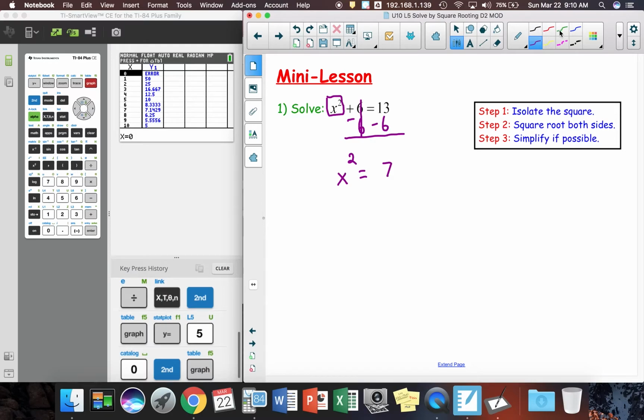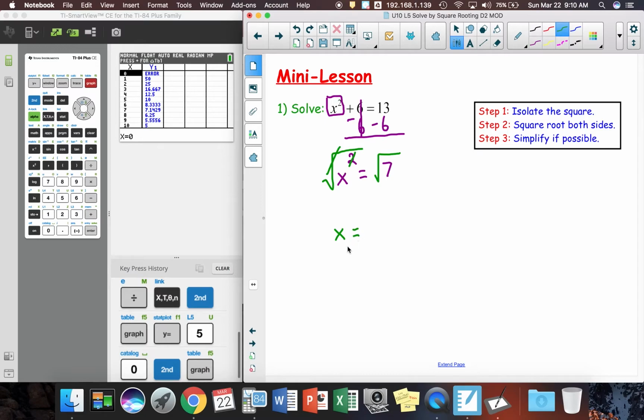Alright, now I want to get rid of that square. So in order to do that, I'm going to square root both sides. Whatever I do to one side of the equation, I do to the other. Alright, the square and the square root cancel out. I'm left with x, which is nice.